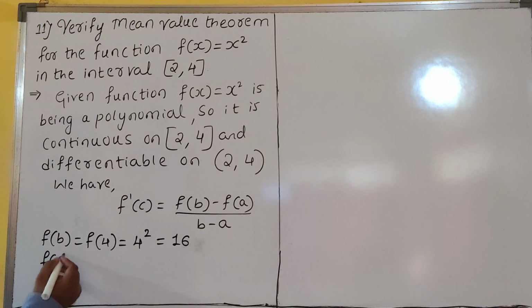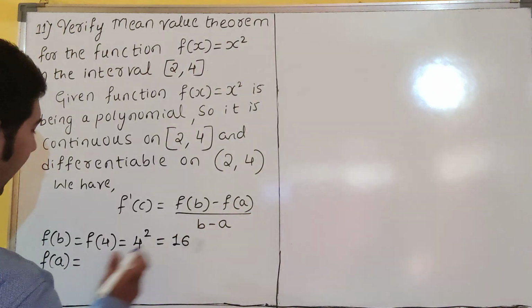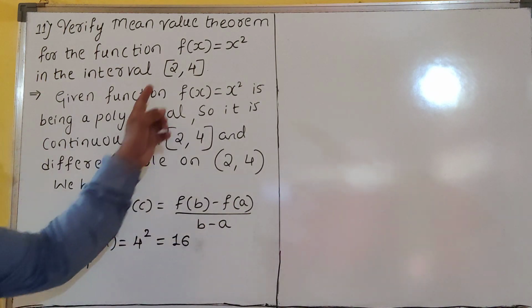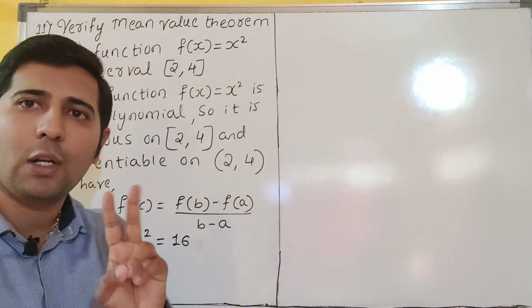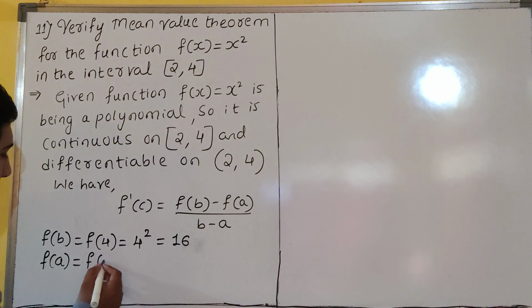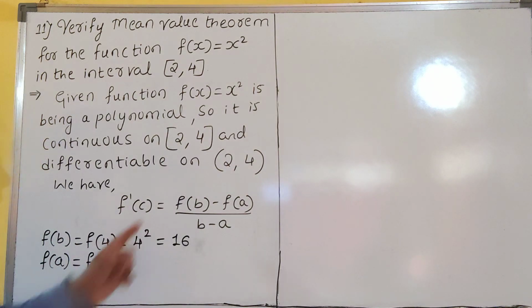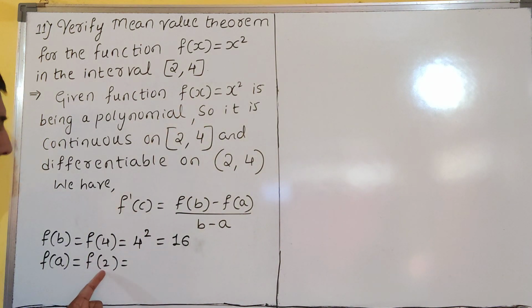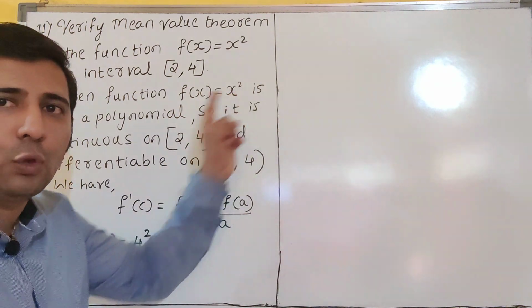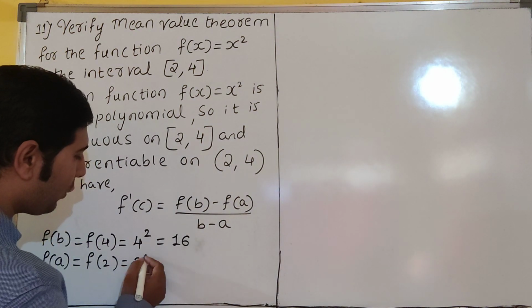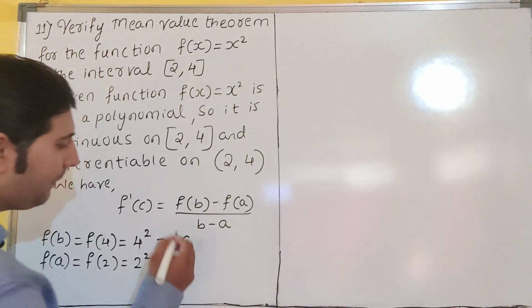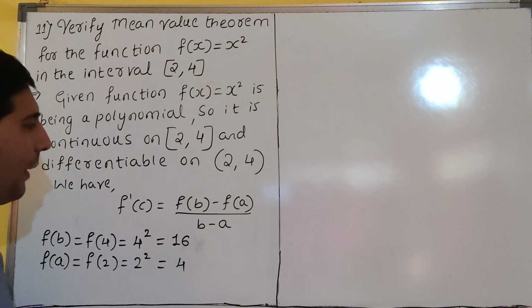Now f of a we can find. F of a value is how much, dear students? A value is 2, so we can write it as 2 here. Compare again f of x and f of 2. In place of x, 2 is there. You replace x by 2. So then we can write it as 2 square. 2 square means how much? 4, dear students.